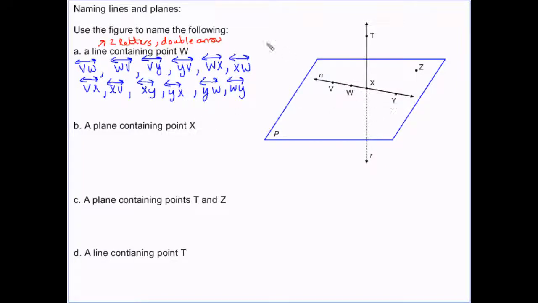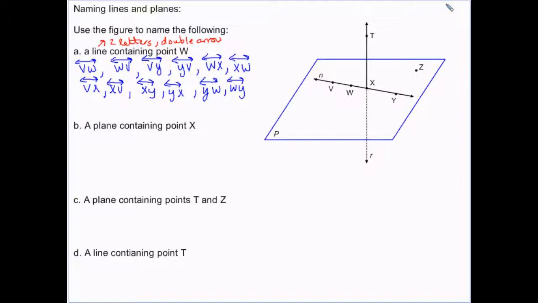Okay, so this one line can have all of these names. And that's because we have 4 points on it. So if you look, we have 1, 2, 3, 4, 5, 6, 7, 12. Can I get VY? Is that VY? VX. Is that VX? Yeah, okay. I think I got them all. Let me pause. Okay, so any of these names, if you use them, would be correct. There is not one correct name for this line.